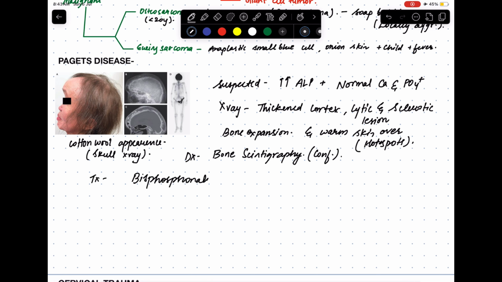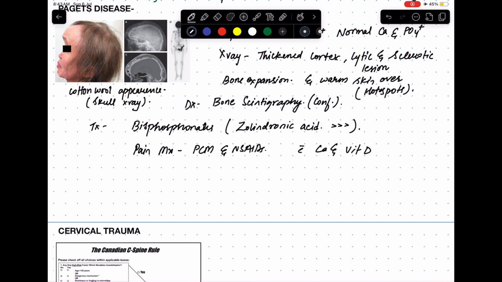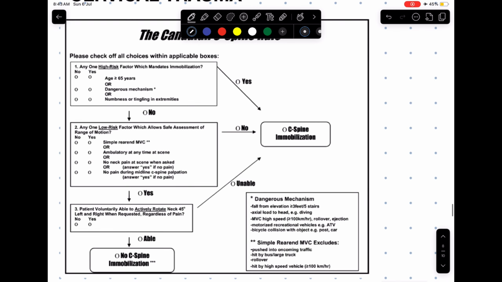Then for the treatment, we are using bisphosphonates as the initial treatment. Zoledronic acid is preferred over alendronate and other drugs. Then for pain management, we'll start off with simple painkillers, that is paracetamol, and then we'll move to NSAIDs. Calcium and vitamin D supplements are suggested, and we have to monitor ALP levels to see if the treatment is working or not. That's it for Paget's disease. Nothing else you need to know.